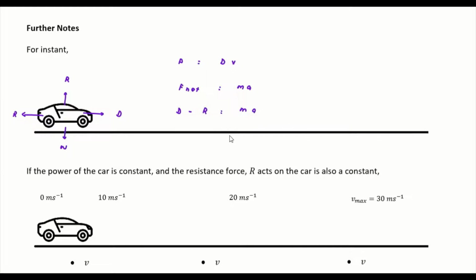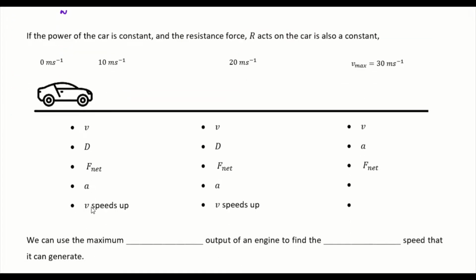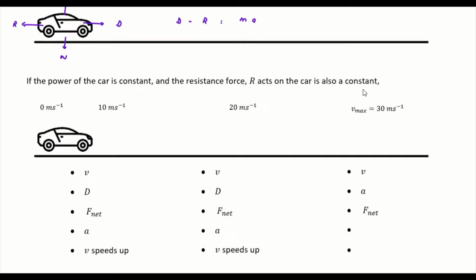Okay, so now let's imagine we have a situation where the power of the car is always constant, which means the rate at which the car is doing work is always the same, and the resistance force acting on the car is also constant. This car is starting from rest until a maximum velocity, and we are going to look at what changes for all these variables when the car is accelerating to the maximum velocity.